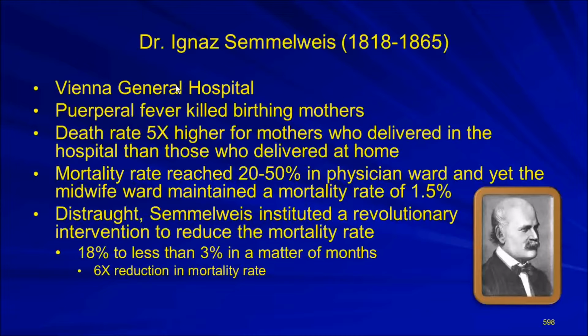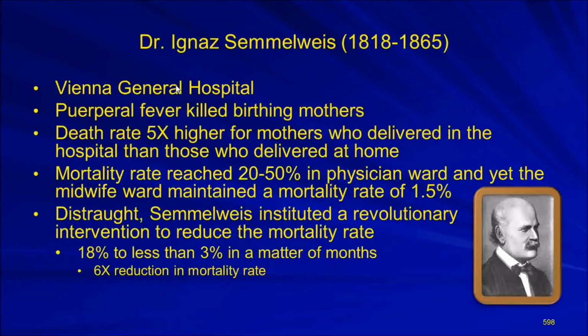And just to explain this hospital a little bit, there were 2 maternity wards. There was a maternity ward whose patients were seen by midwives, and there was a maternity ward whose patients were seen by medical students and physicians. However, the mortality rate between the two was vastly different. The mortality rate reached between 20 to 50% in physician wards, and yet the midwife ward maintained a mortality rate of just 1.5%. Although 1.5% would seem very high today, it's a pittance compared to the 20 to 50% in the physician ward. Semmelweis knew that something was going on. He knew that there was some reason that these mothers were dying in the physician ward but not in the midwife ward.